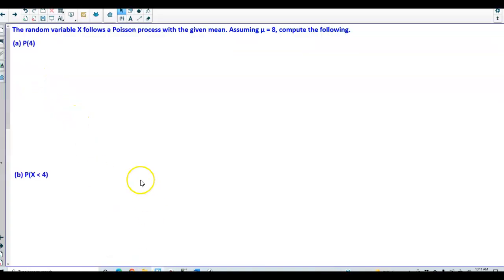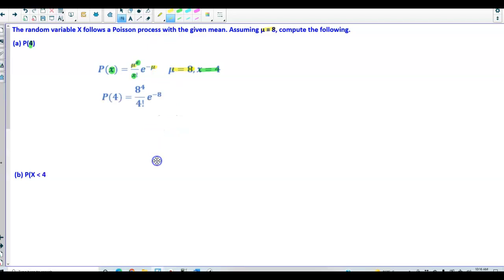So, let's go ahead and start. We're going to use the formula for the Poisson process with the given mean, and we know the mean is 8. Using the formula, it's going to be the probability of x, and in our problem we have x equal to 4, because that's exactly 4. The mean is given as 8, so 8 is going to represent the mean.